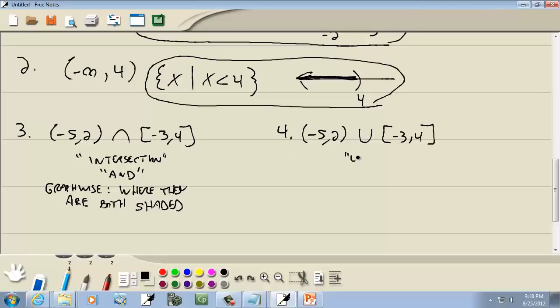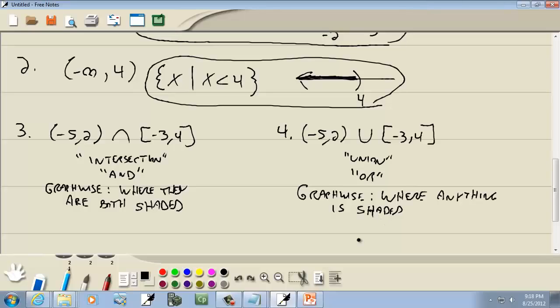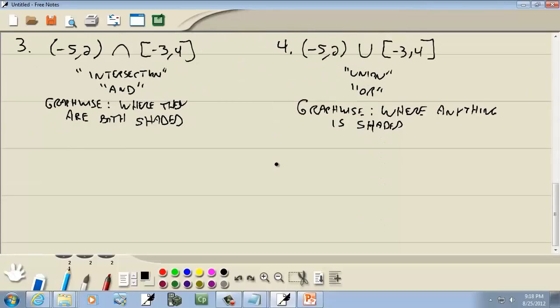Over here, this symbol here is our union symbol. And this is the OR in math. Now, graph-wise, this is where anything is shaded. So that's where anything is shaded. Well, let's first draw the big graph, and then we'll write the answers down of each individual one of these.